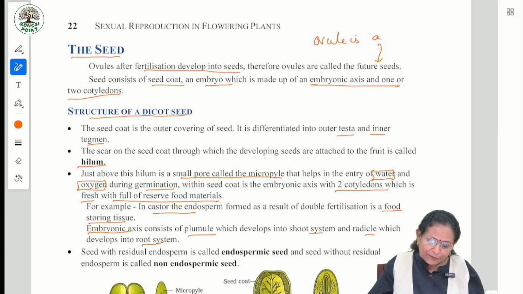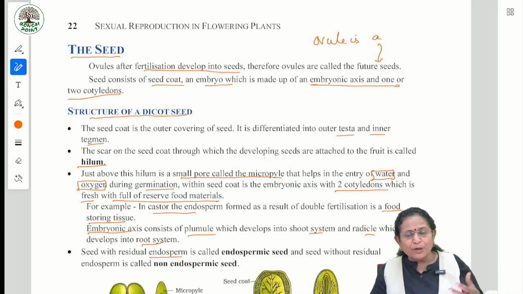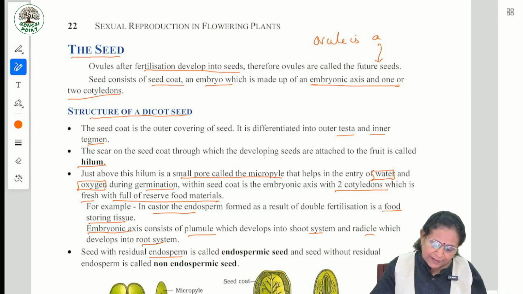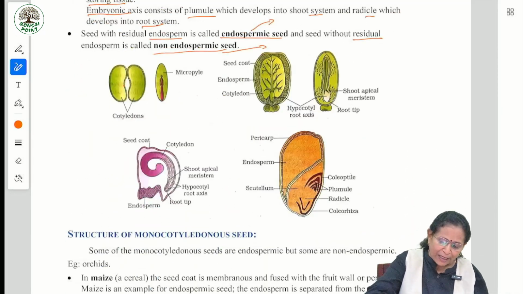Seed with a residual endosperm. Endosperm should be and will be used up by the embryo during its development. But sometimes what happens is it remains. Thereby we say a seed with residual endosperm is called an endospermic seed, and the seed without residual endosperm is said to be a non-endospermic seed. We also call this an albuminous seed and this a non-albuminous seed.